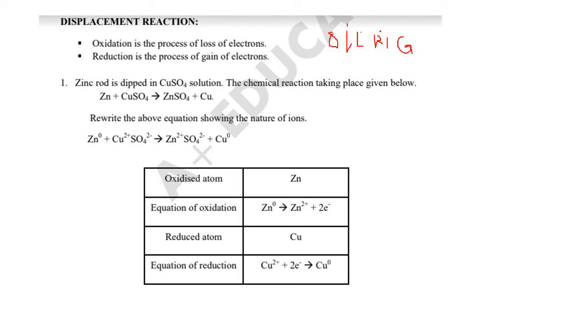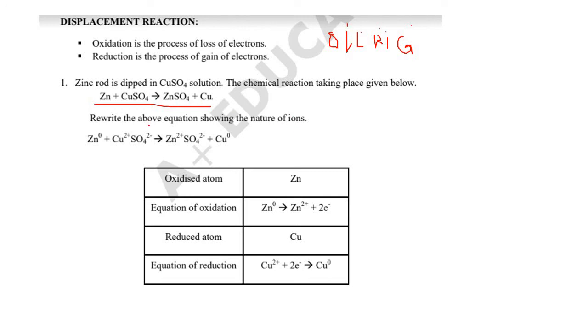Oxidation Is Loss of electrons, Reduction Is Gain of electrons. So what is oxidation? If you lose electrons, you will call it oxidation, and if you receive or gain electrons, it is called reduction. When a zinc rod is dipped in copper sulfate solution, this is the chemical equation, no? Zinc displaces copper and forms zinc sulfate solution, and copper is removed. Zn plus CuSO4 gives ZnSO4 plus Cu.